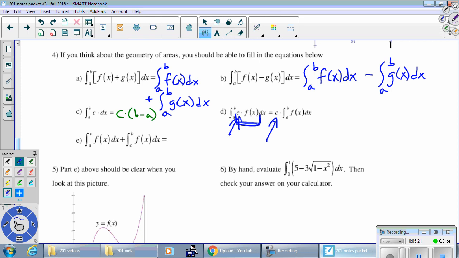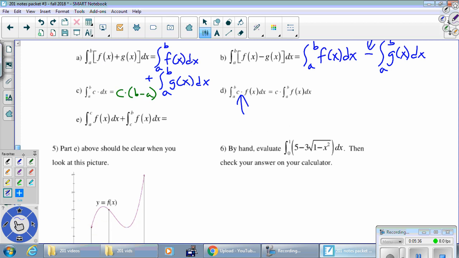And some of these properties should really remind you of corresponding properties with derivatives. We saw that if you wanted to do the derivative of a sum, you could do the derivative of the two functions independently and add them at the end. Same deal with difference, same deal with constant multiple.